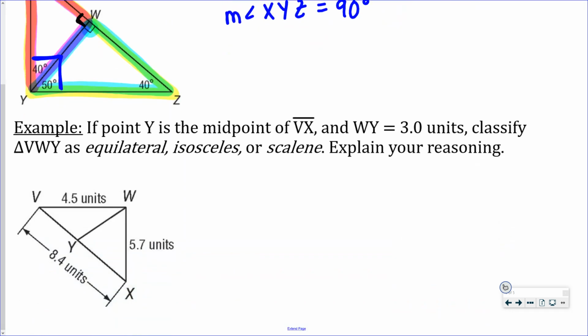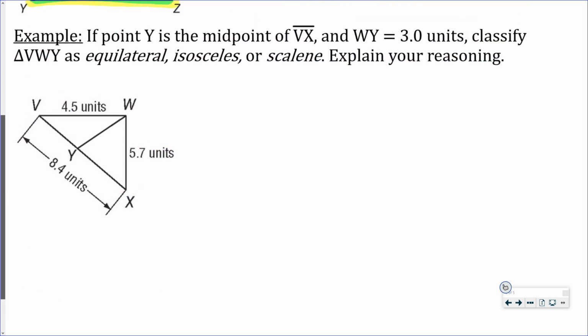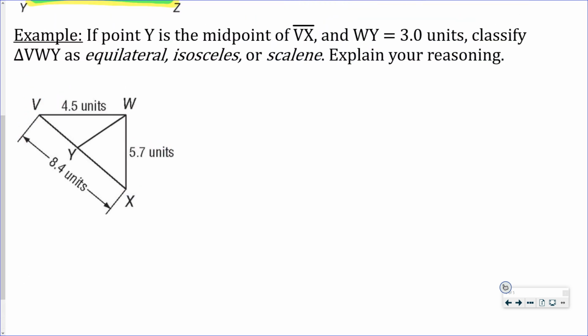Next, we're going to practice classifying one by the side. So read this next one. It says, if Y is the midpoint of side VX in my triangle, and WY is 3 units, classify triangle VWY as equilateral, isosceles, or scalene. I see that, and I'm like, okay, that's classifying it by sides. So I'm not looking at the angle measures, I'm looking at the side lengths. Here's what we know. Let's break this down.